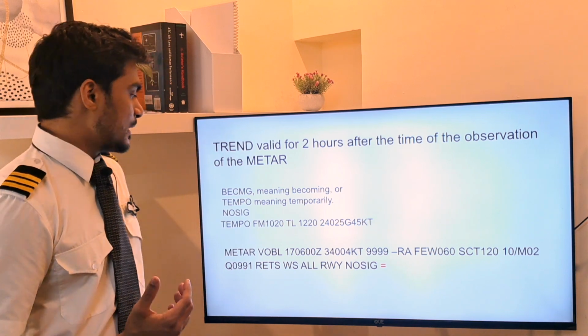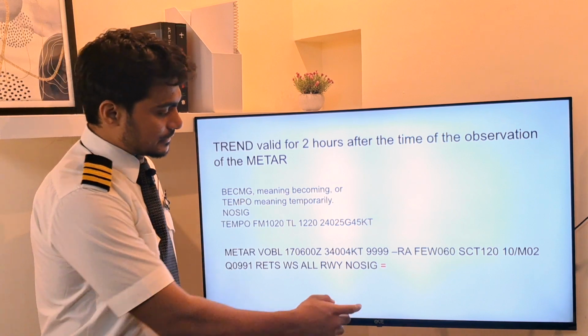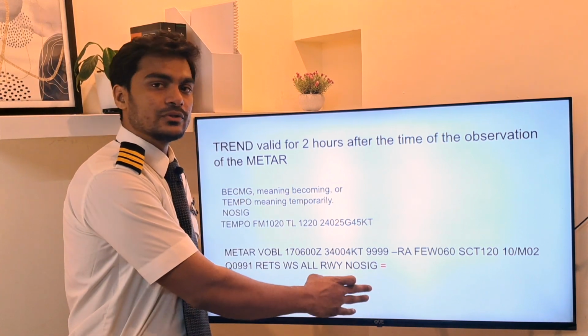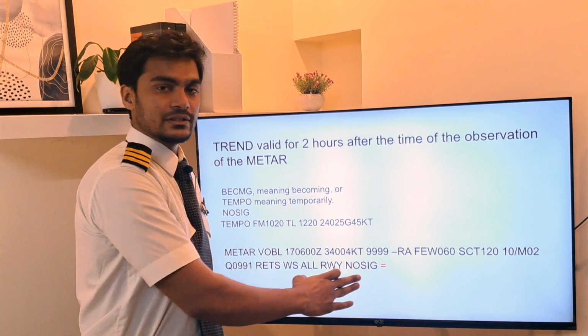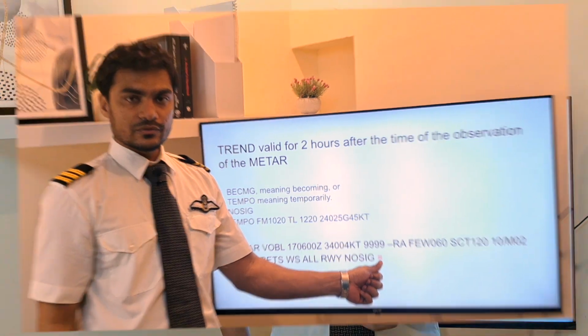Then we have a final coded message in a Metar, that is an equal to sign. Whenever we have an equal to sign in a Metar, this signifies the end of the message. Like this is a closing point of a Metar.